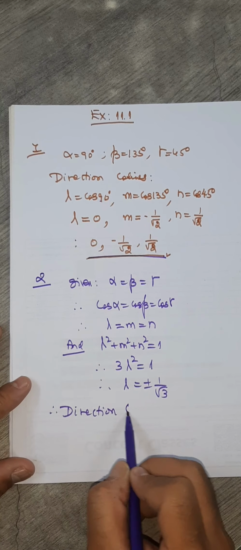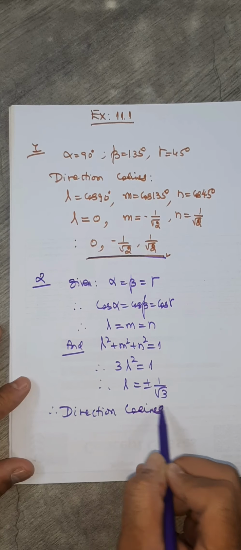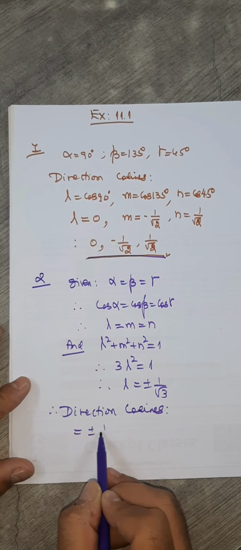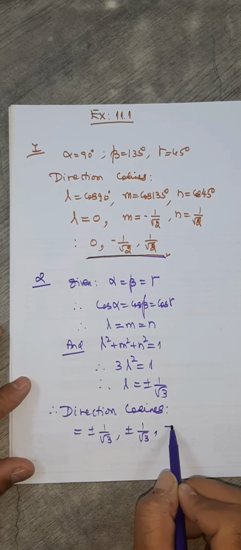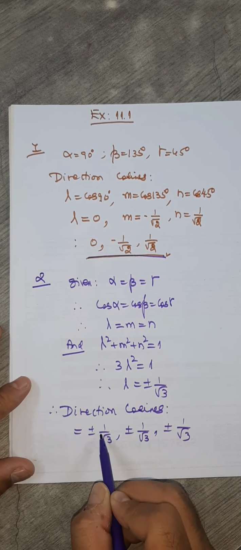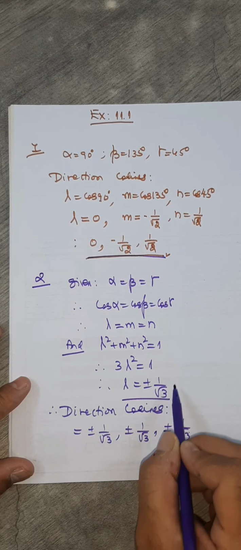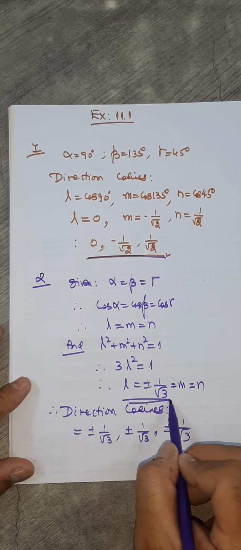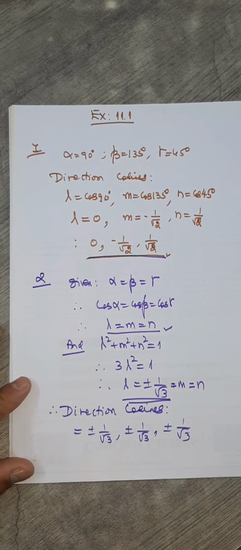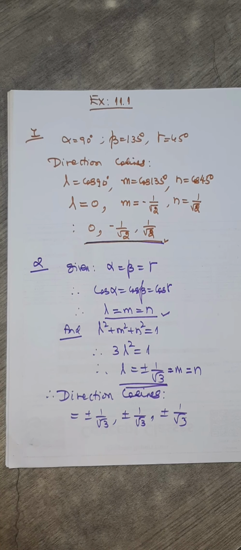Direction cosines equal plus or minus 1 by root 3, plus or minus 1 by root 3, plus or minus 1 by root 3. These are L, M and N, and all are equal here. This is the same as M and this is the same as N, remember, because these 3 are equal here. We had one more question like this in the previous chapter, so you can just recall that also.